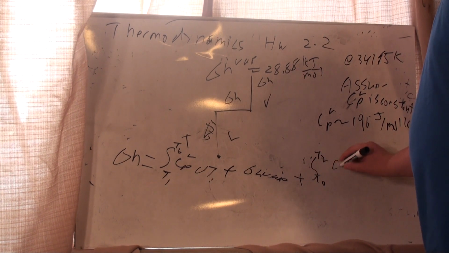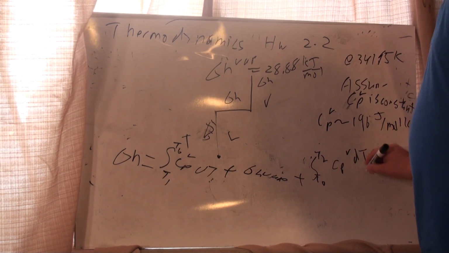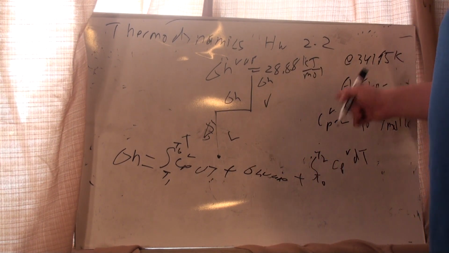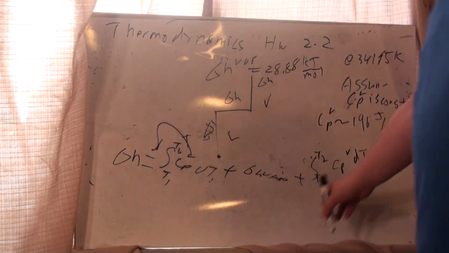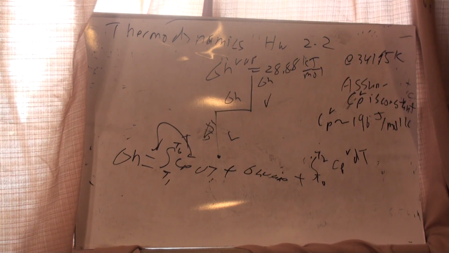And that's going to be the Cp of the vapor dt. Now we assume that the Cp of the liquid is constant, so I can pull this one out of the integral. I cannot assume that one's constant, or at least I'm not going to. So we need to go into our book, table A2, and we're looking for normal hexane.